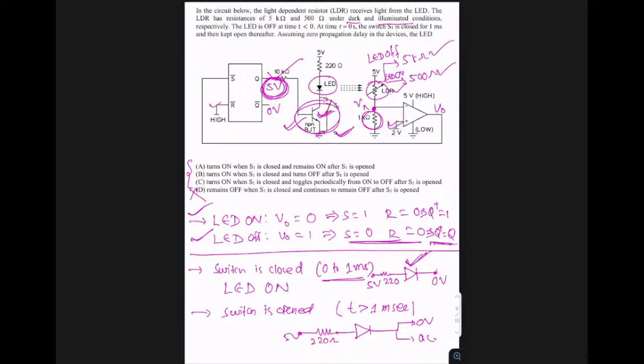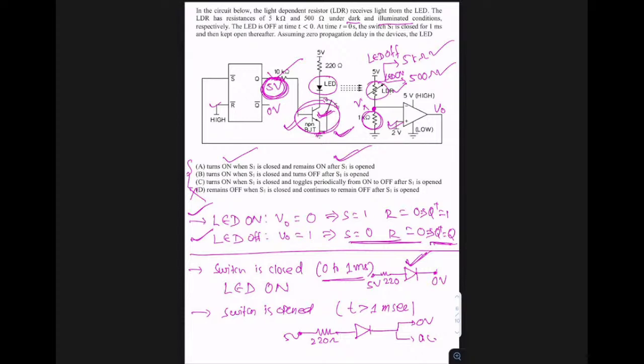So what is the answer? So first page was correct. Turns on when S1 is closed. This is fine. Remains on after S1 is open. This is correct. Because if I'm opening S1, I have assumed that LED is off, but I'm checking that my assumption is wrong because LED is coming on. If I assume LED is off, the transistor is coming on. And if transistor is on, LED cannot be off. So of course, answer is option A.